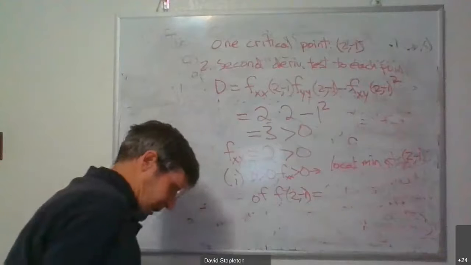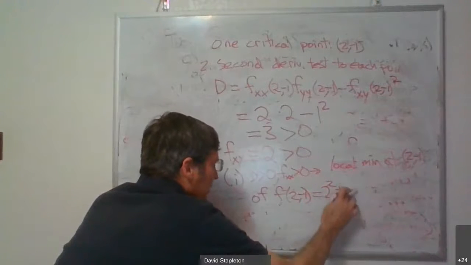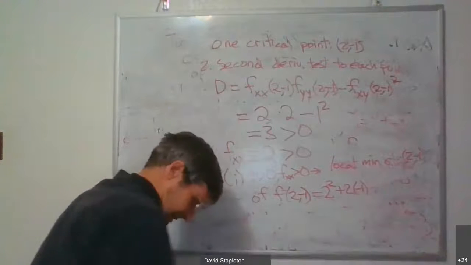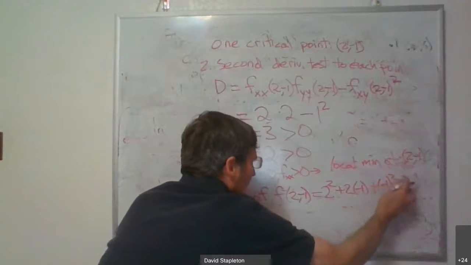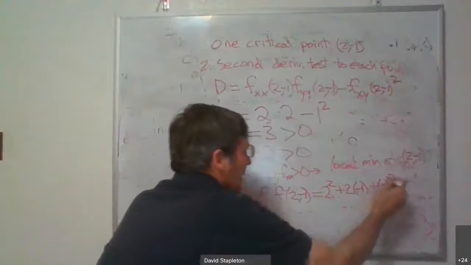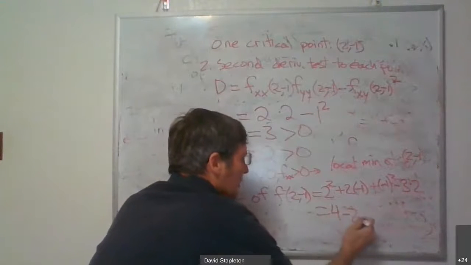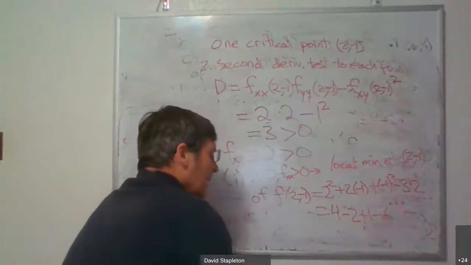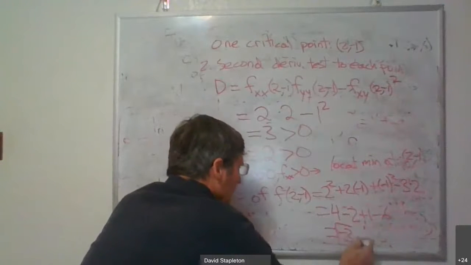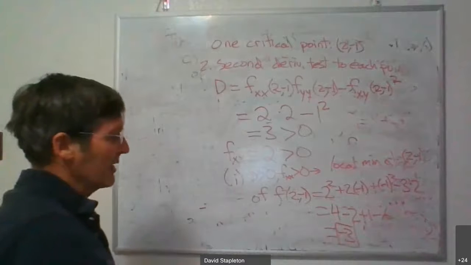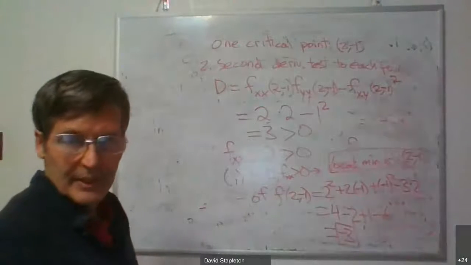The function was x squared, so I've got 2 squared, plus xy is 2 times minus 1, plus y squared is minus 1 squared, and minus 3x is minus 3 times 2. It's 4, minus 2, plus 1, minus 6. It looks like it's minus 3. So there's a local minimum of this function of minus 3 at the point 2, minus 1. That's the idea.